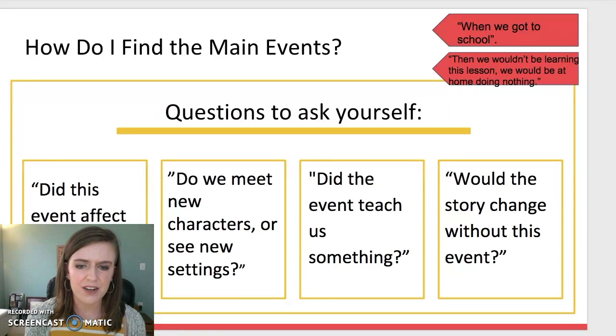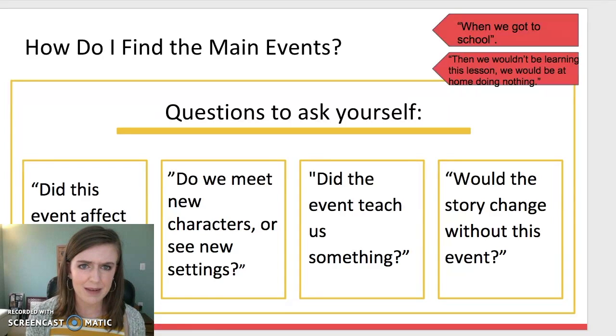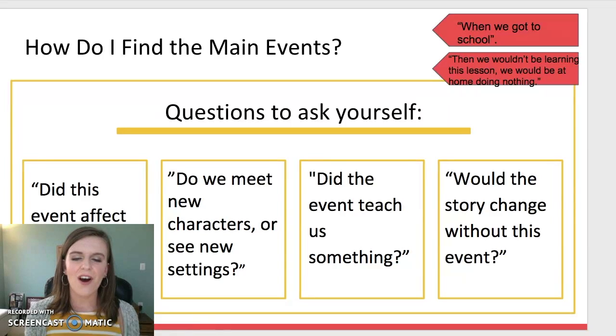These are some questions that are going to help us identify if that event was really important to how the story plays out. So they really all focus on finding out new information and looking at the effect of certain situations and events on the rest of the story. Because that's really what a main event does, is it changes the direction of how the story is going to go.